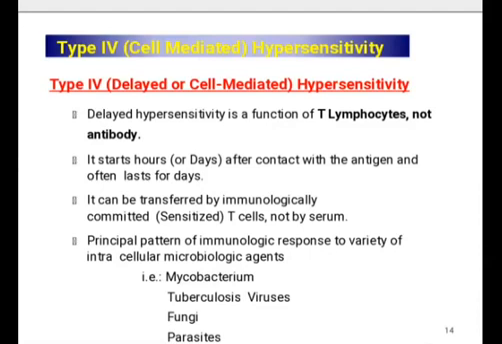It starts hours to days after contact with the antigen and often lasts for a day. It can be transferred by immunologically committed T cells, not by the serum. It is the principal pattern of immunologic response to a variety of intracellular microbiologic agents like Mycobacterium tuberculosis, viruses, some fungi and parasites. If the T helper cell has already been primed to that specific antigen, it will become activated and release chemokines to recruit macrophages and cytokines such as interferon to activate them.